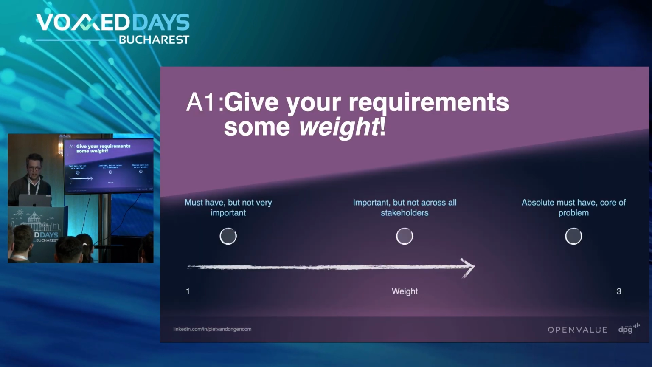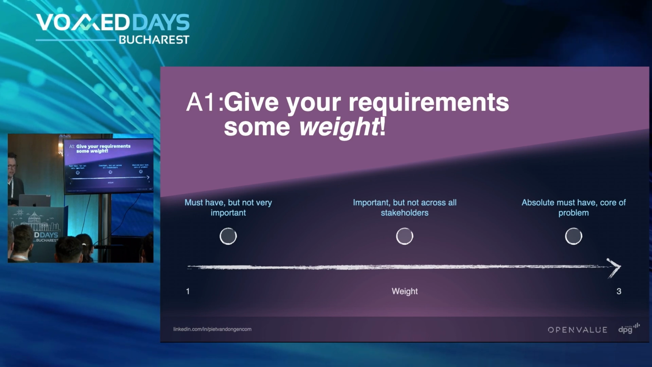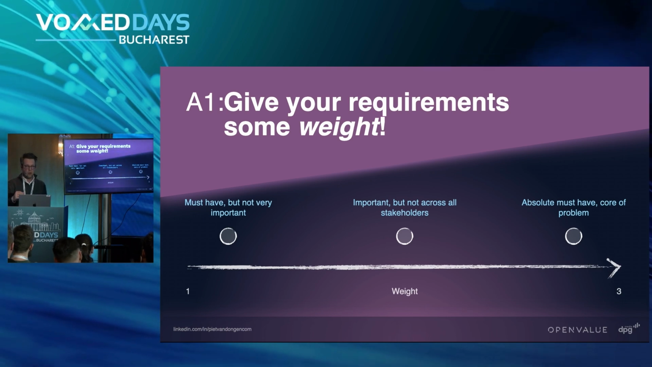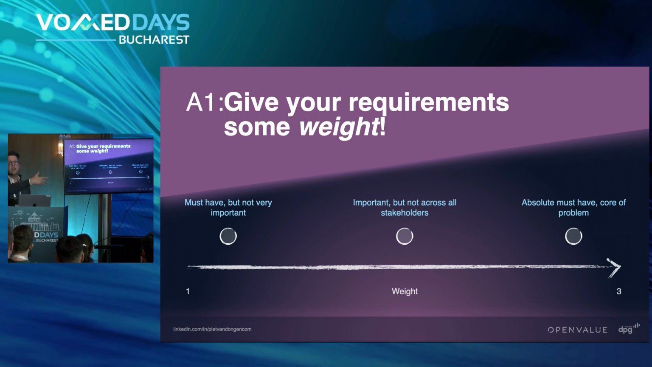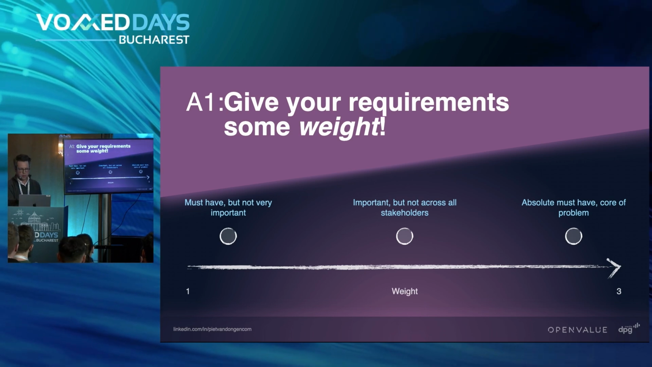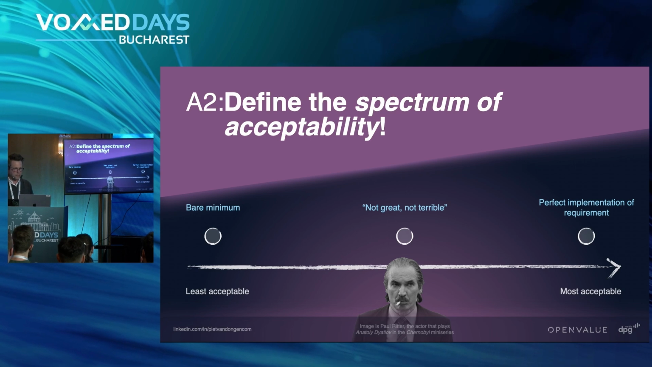tension with each other. And the way to deal with that tension is to give your requirements some weight. So you say it's either very important, so just give it a 3 or 5, or it's not important, or it's not great, not terrible, right?